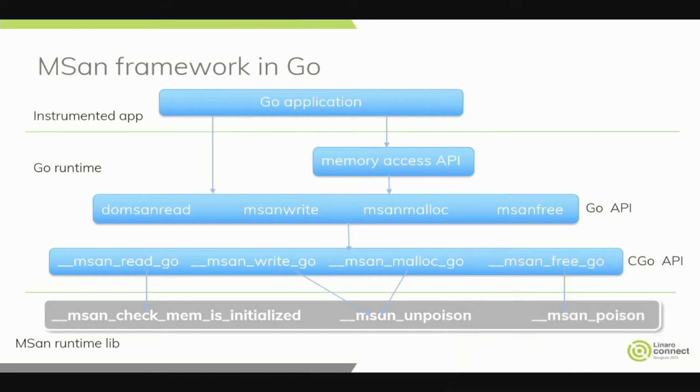Okay. This is the MSan framework in Go. The MSan library at the bottom implements the MSan algorithm and provides the basic utility functions. And all the memory accesses through the runtime are intercepted by the MSan library. With this framework, the false positives caused by memory passed between C and Go would not happen.